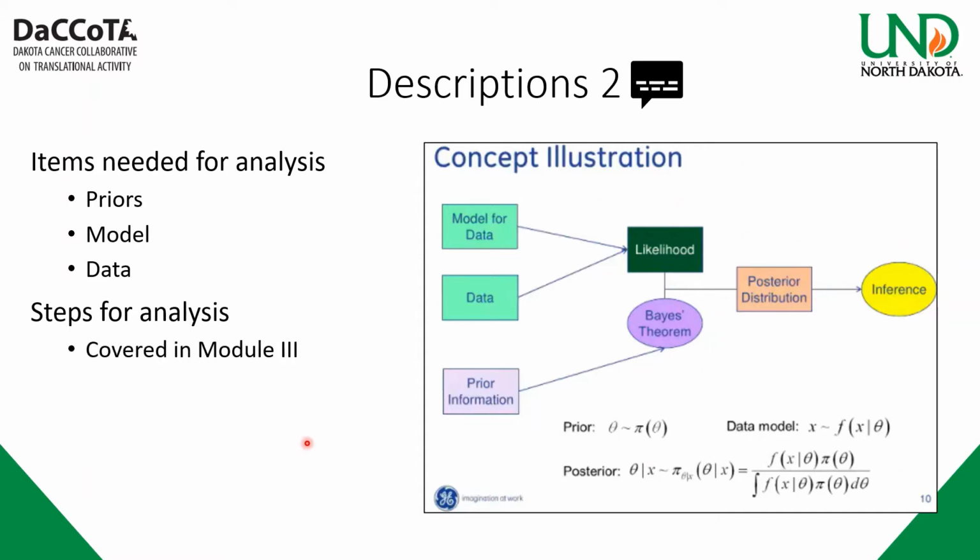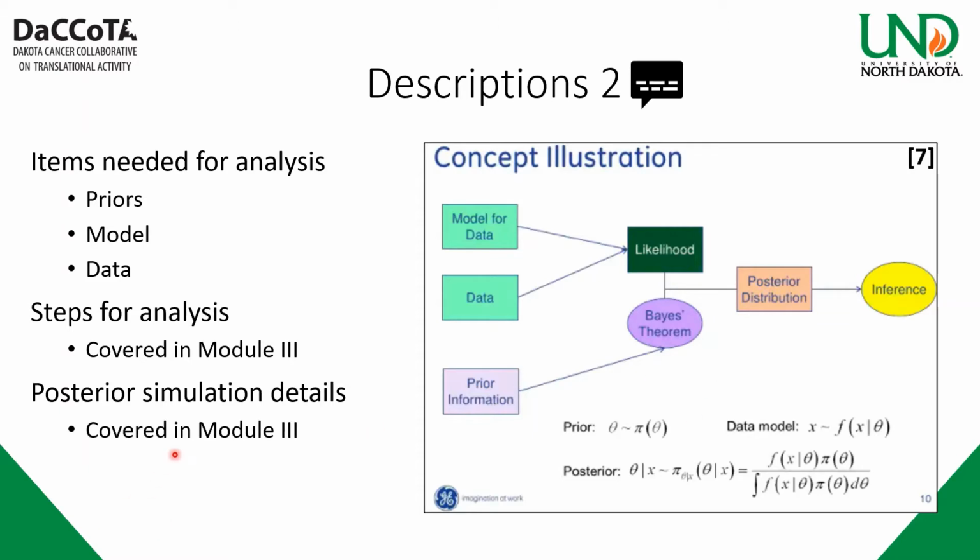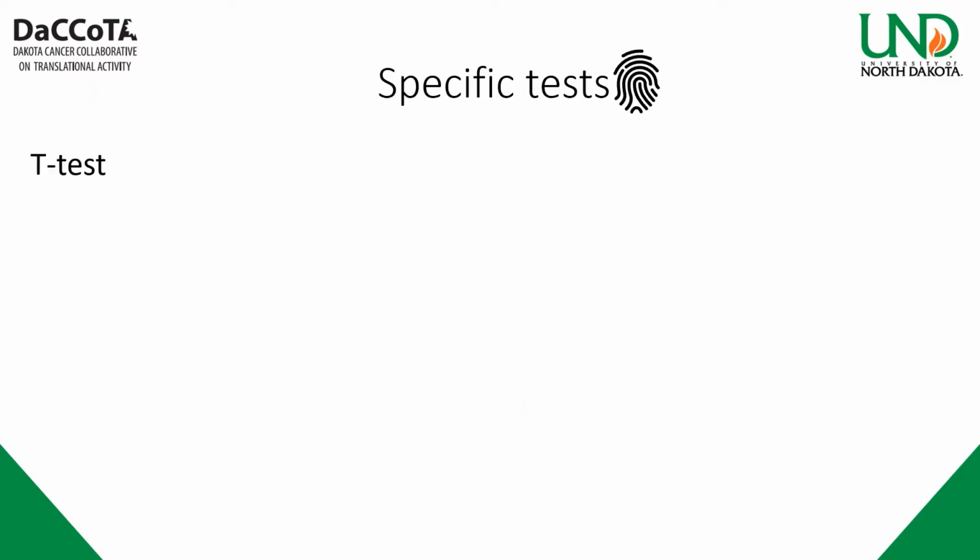So some steps for analysis, we'll cover those more in module 3, where we'll see things like defining priors, defining model, and compiling model, etc. We'll also look more at what we can do to sort of the details and tweaking of this posterior distribution. We'll cover that in module 3 as well. But for now here, this is a good enough description to keep us trucking along.